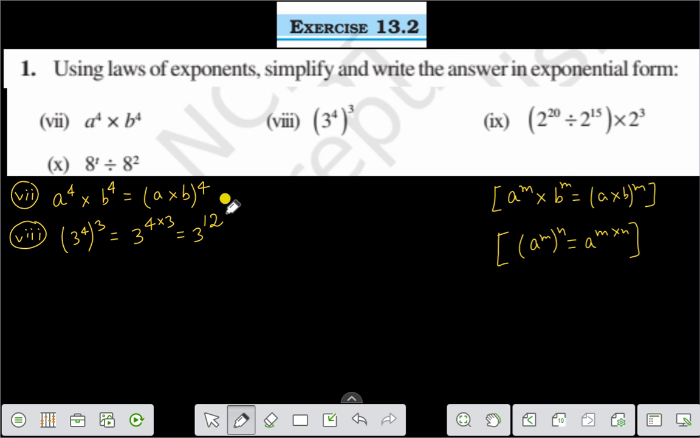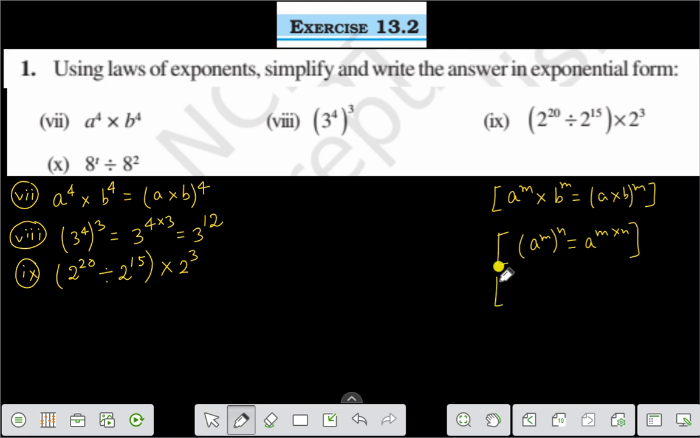Now question number 9. Question number 9 is 2 to the power 20 divided by 2 to the power 15, in bracket, into 2 to the power 3.